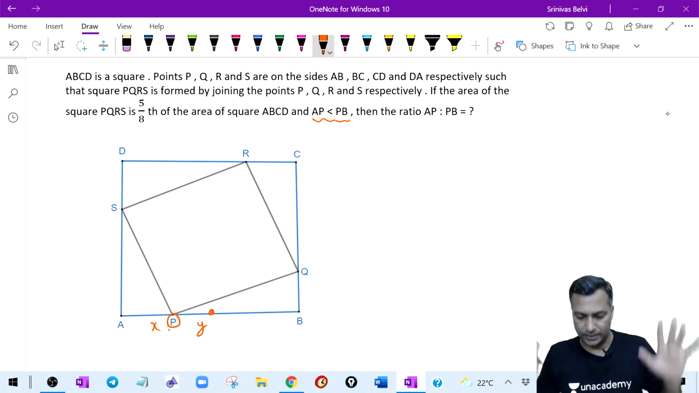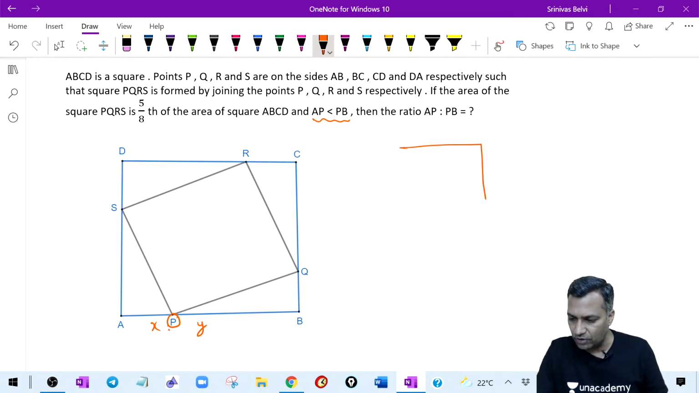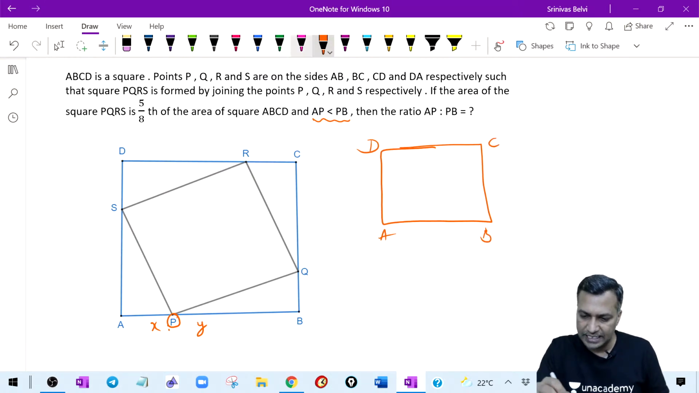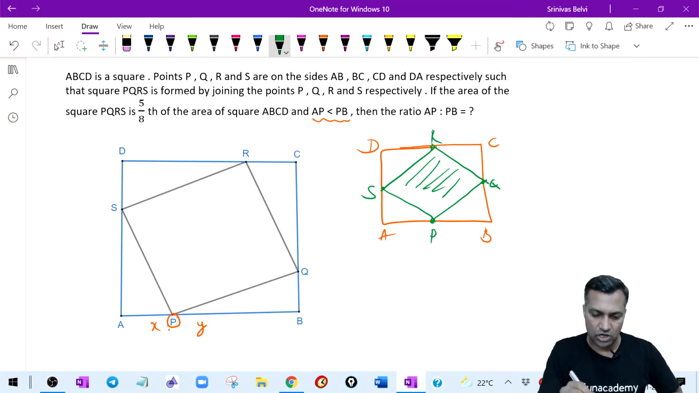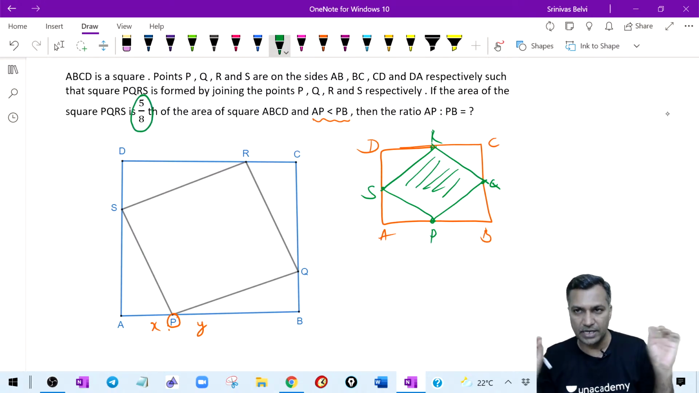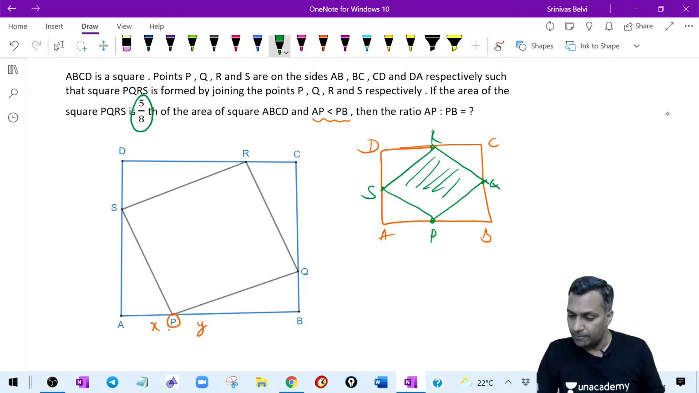If I take a midpoint and form a square, the area of the square that is formed will be exactly half of that. Assume this is my ABCD, which is a square. If P, Q, R and S are the midpoints and I join them, the area of PQRS will be half of ABCD. But here it has not become half, it has become 5 by 8th of the original square. Why? Because P is not at the center, Q is not at the center.